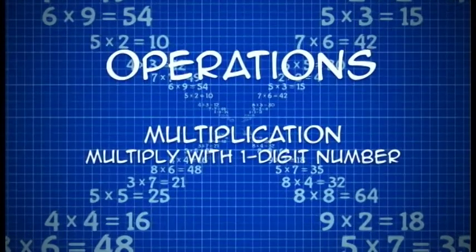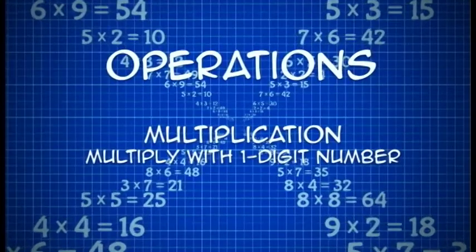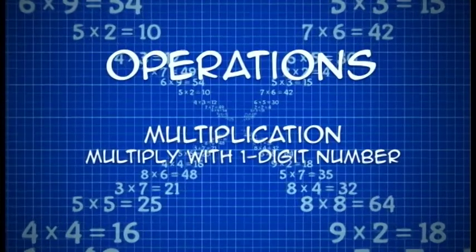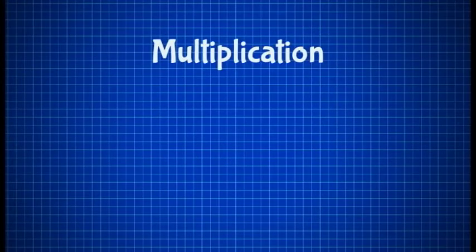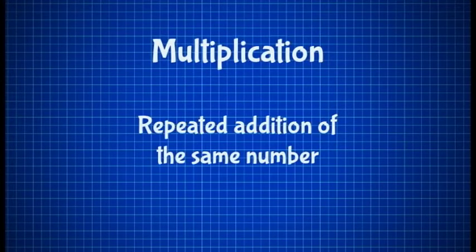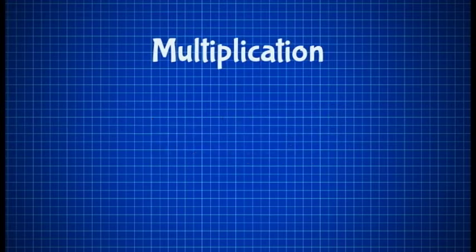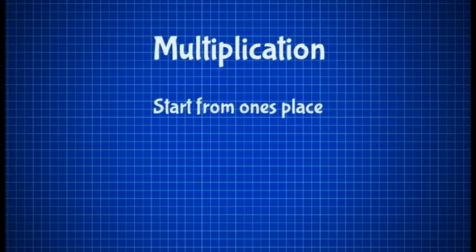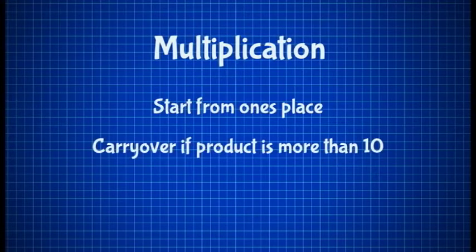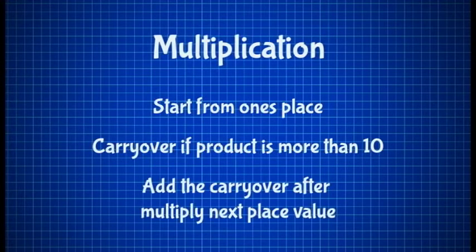Let's learn how to multiply with a single digit number in this video. As we learned from the video about times tables, multiplication is repeated addition of the same number. Now we're going to apply our knowledge of times tables to multiply larger numbers. We always start from the ones place. We carry over if the product is more than 10, and we add the carryover after we multiply the next place value.